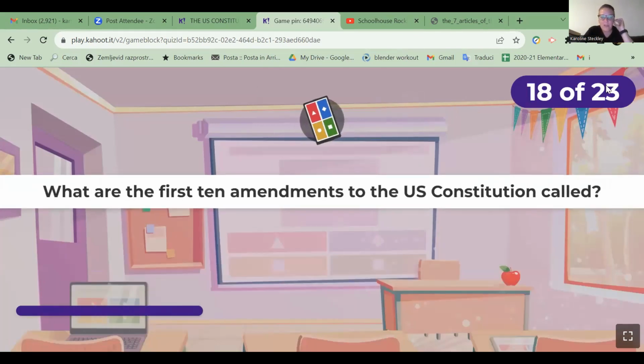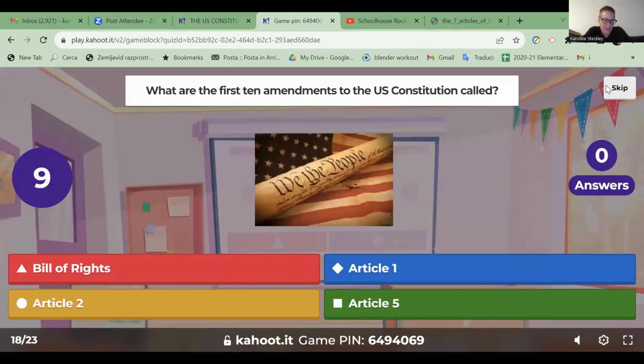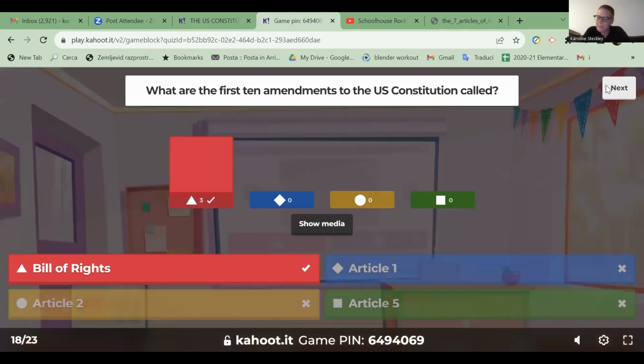Quiz. What are the first 10 amendments to the U.S. Constitution called? Is it the Bill of Rights, Article 2, Article 1, or Article 5? Good job. It's the Bill of Rights. Okay, so those first 10 articles that were all kind of passed at the same time, those are called the Bill of Rights.